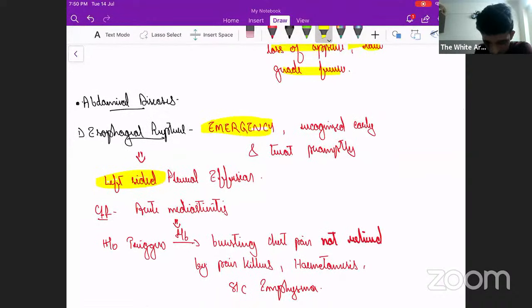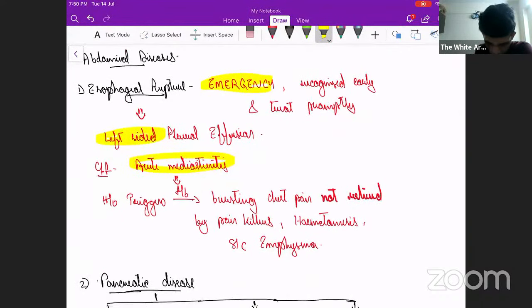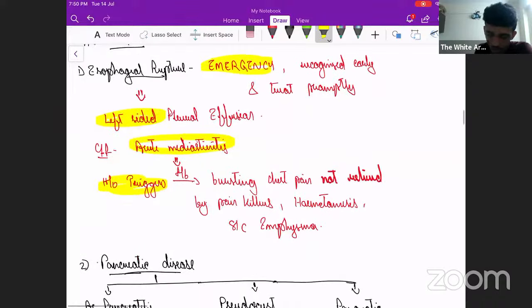Why does it take place? It is because the ruptured contents will go and irritate the mediastinum. That causes acute mediastinitis. There will be a history of a trigger, like a bout of alcohol followed by vomiting, or an endoscopy procedure, following which there will be bursting pain that is not even relieved by any painkillers. That is how the patient's presenting symptoms will be classical.